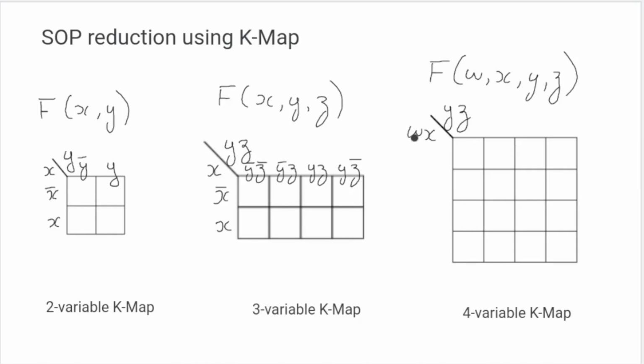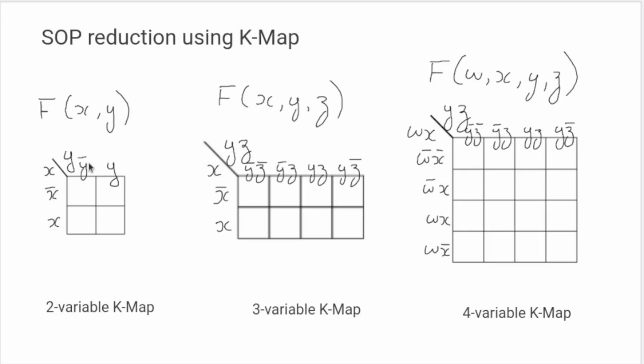For the 4 variable K-map, we have wx on the first column. So this is w complement x complement, then we have w complement x, then we have wx, followed by wx complement. On the horizontal axis, we have y complement z complement, y complement z, y z, and y z complement.